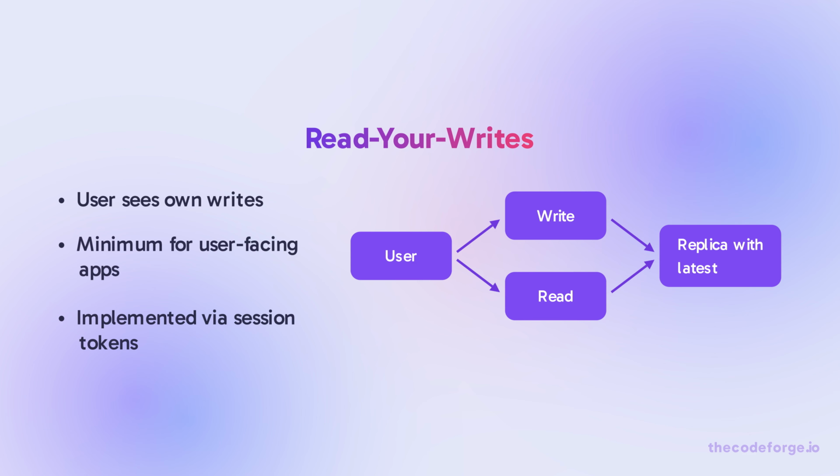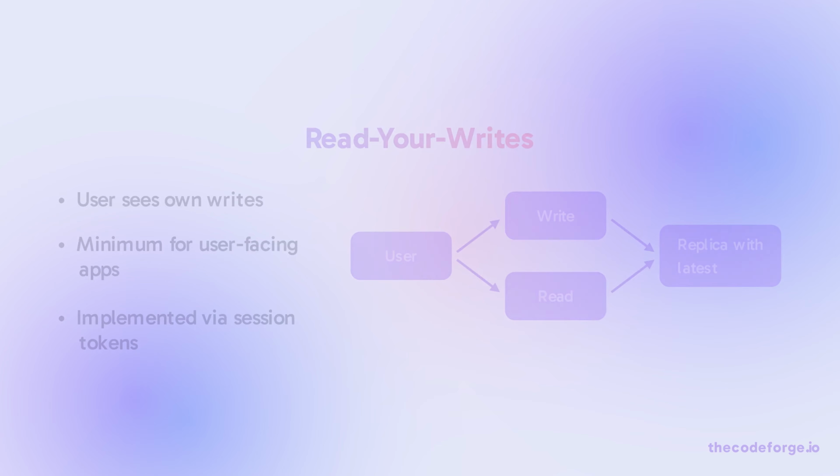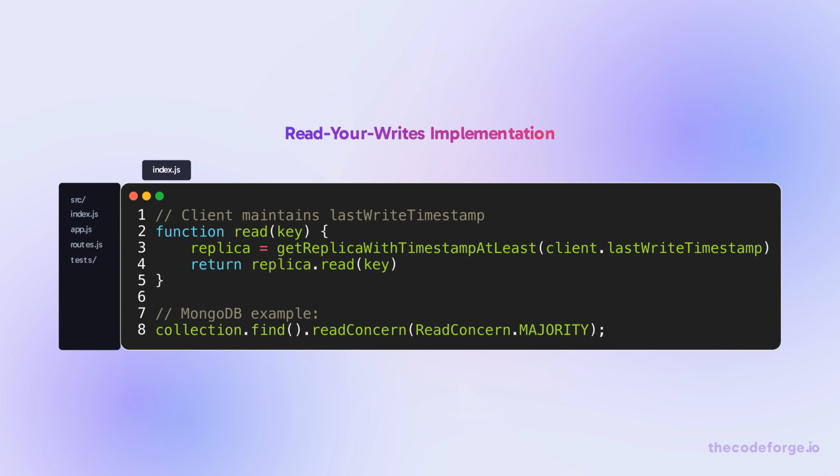Read your writes guarantees that after a user writes, their subsequent reads see that write. This is the minimum acceptable model for any user-facing app to avoid confusion. The client tracks the timestamp of its last write and reads from a replica that has seen that timestamp. In MongoDB, use read concern majority to achieve this.